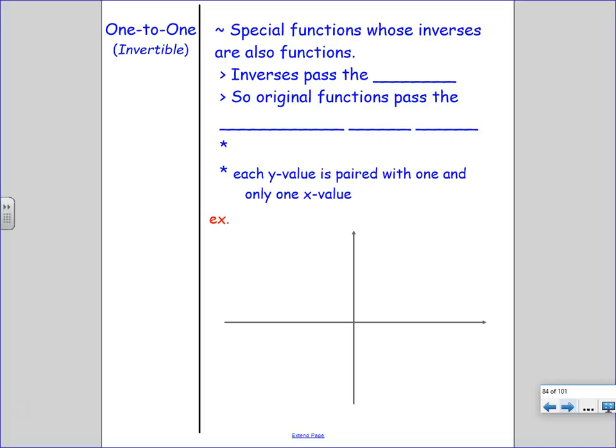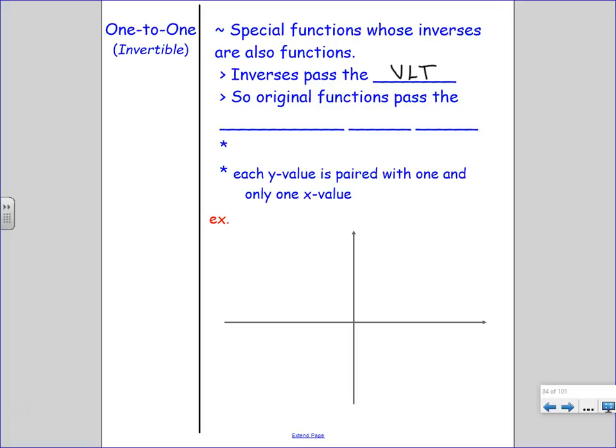Now, if the inverse has to be a function, then the inverse has to pass what test? Yeah, the vertical line test. We've learned that one. But for the inverse to pass a vertical line test, what must the original pass? The horizontal line test. For the inverse to pass a vertical line test, the original must pass the horizontal line test. X and Y switch.